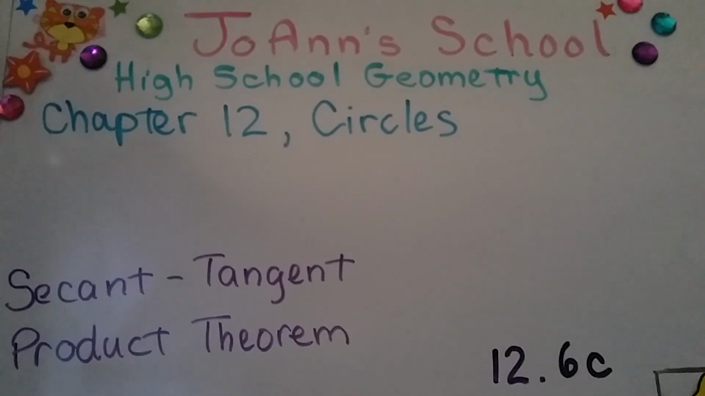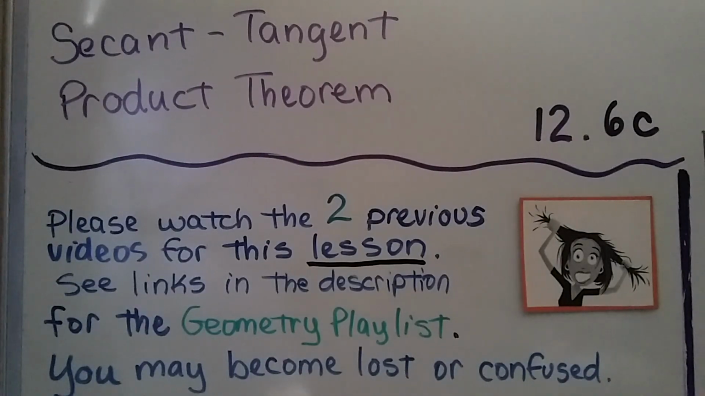We're going to talk about the Secant-Tangent Product Theorem. We're at 12.6c. If you missed the two previous videos for this lesson, 12.6a was about Chord-Chord Product Theorem, and 12.6b was about Secant-Secant Product Theorem. They're linked in the description with the geometry playlist.